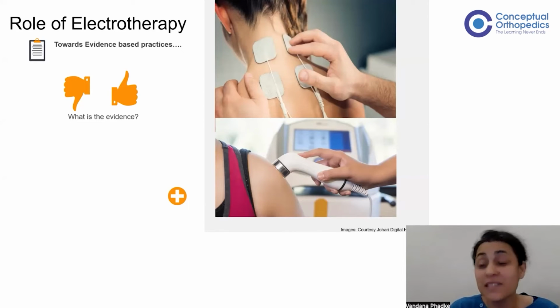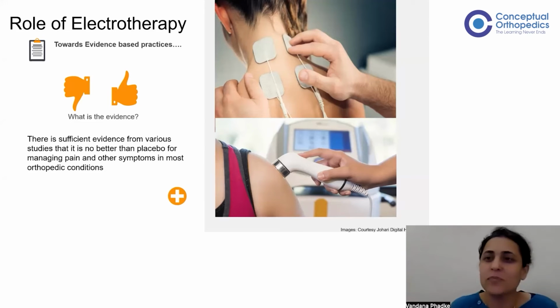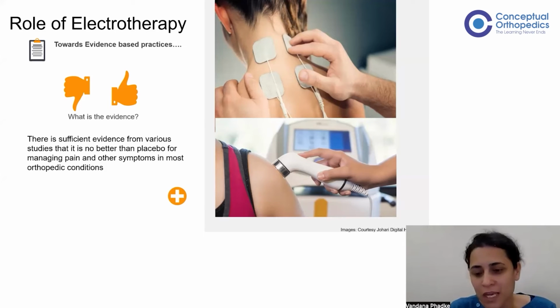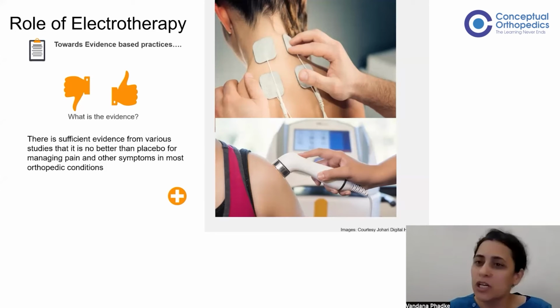And what does the evidence say? Well, there has been mounting evidence that electrotherapy possibly is no better than placebo in managing pain and other symptoms in most orthopedic problems. What I want to emphasize here is that these electrotherapy modalities will reduce pain in the short term, will give possibly certain immediate relief of pain.